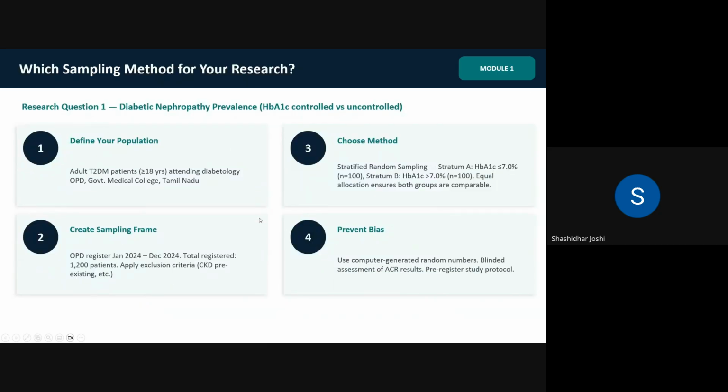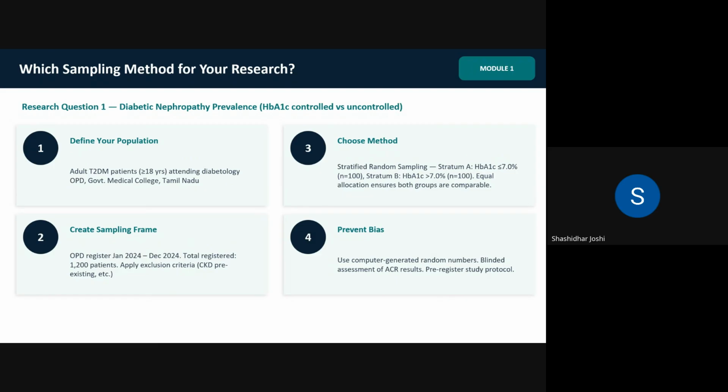All right, so let's come to research question one. Again, I'm stressing on the research question. Now our research question is diabetic nephropathy prevalence. So I put together some high-level pointers for you on how you can choose your population, how you can choose your sampling frame, and things like that. You need not follow this, but I put it together.